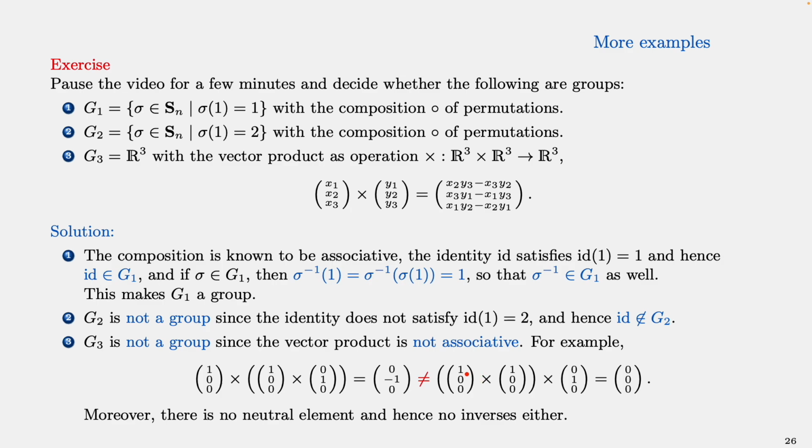So the cross product of a vector with itself is always 0. So this gives 0, and 0 times any vector gives the 0 vector. So we have some non-zero vector, and here we have the 0 vector, so they cannot possibly be identical. And this shows that the associativity law does not hold for the vector product. And in addition, there's no neutral element and there are no inverses, but it already fails with the associativity.